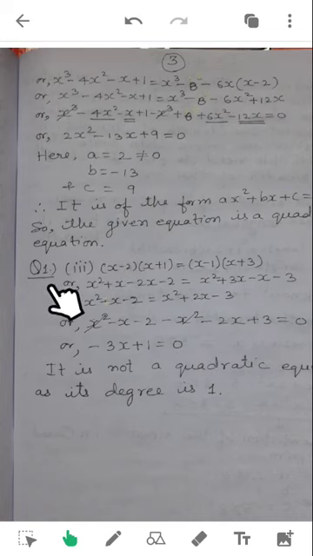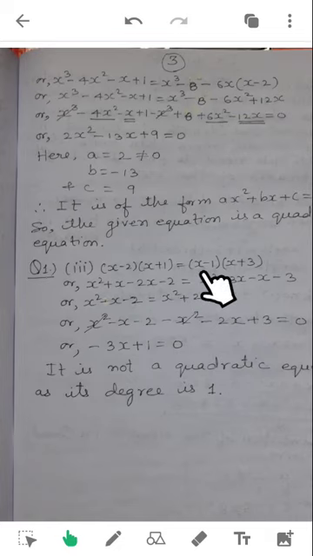See question number 1, its third part. Third part is x minus 2 getting multiplied by x plus 1 is equal to x minus 1, x plus 3. We will simplify it or solve it further. For this we have to open the bracket. This x, it is getting multiplied by this x, it is becoming x square. Then this x, it is getting multiplied by 1, x ones are x. Minus 2, it is getting multiplied by x, this becomes minus 2x. Then minus 2, it is getting multiplied by 1, it is becoming minus 2.